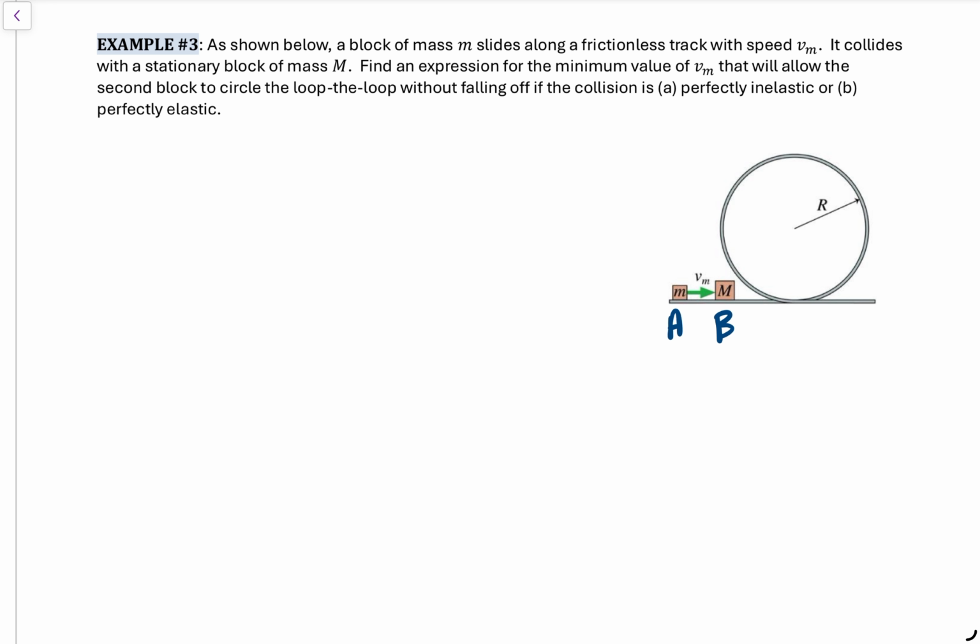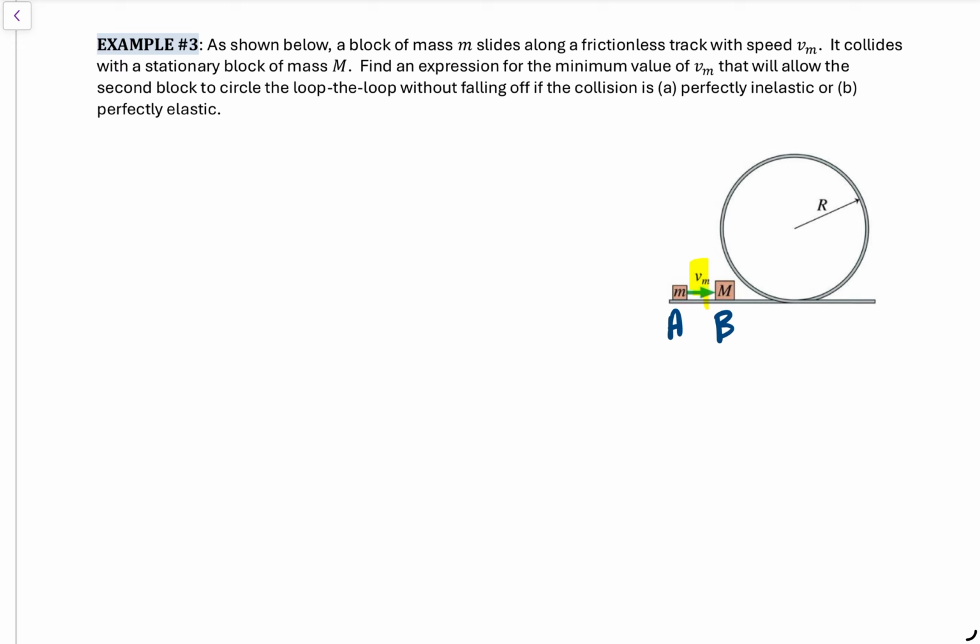Then those blocks are going to go around this loop here. We want the blocks to go all the way around the loop. We're asked to find the minimum value of the initial speed of block A that we need so that the blocks make it all the way around the loop.